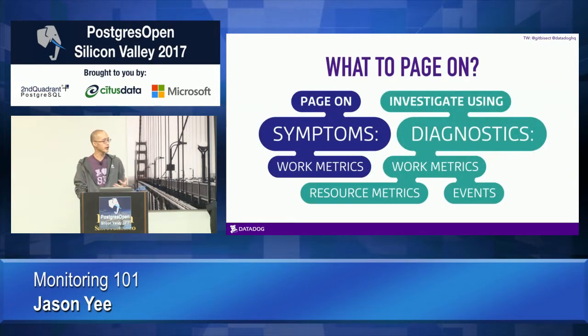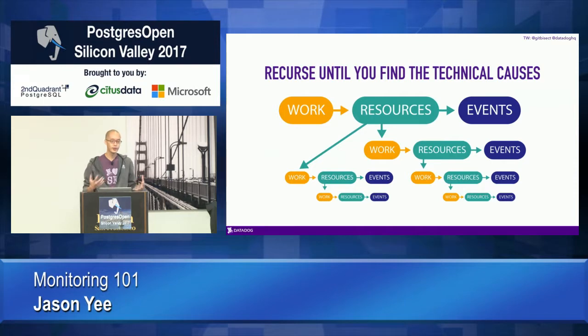And in short, what you ought to be doing is paging. All of your paging and alerting should be on those work metrics, the things that are important to your company. If your company is losing money, alert on that. Don't alert on how much CPU you're using. Use that CPU level to actually diagnose problems. So a good way to look at this is to start with those work metrics, figure out the underlying resource metrics, and then look for any events that cause changes.